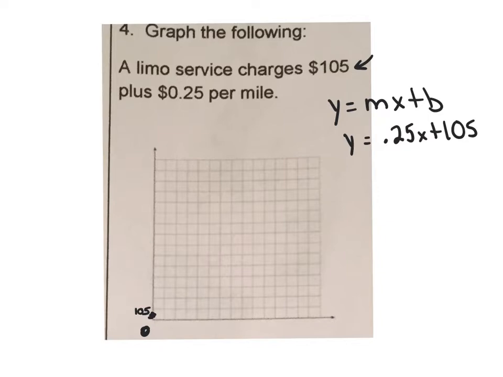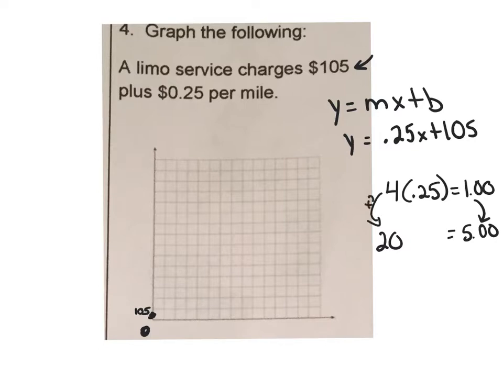And the next thing I'm going to do to make this easy to graph is think about how many quarters make $5, because I can count by $5 up, and then I can count across as well that way. So if you think of 25 cents, 4 quarters, like 4 times 25 is $1, but we need to get to $5, so this is times 5, so we would need to do times 20, because 4 times 5 would be 20. So 20 times 25 cents would give us $5.